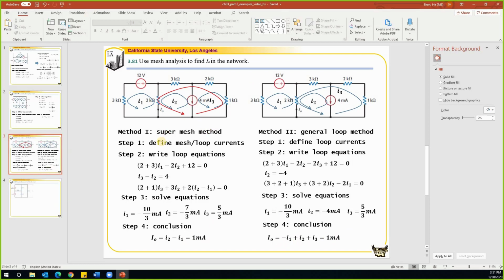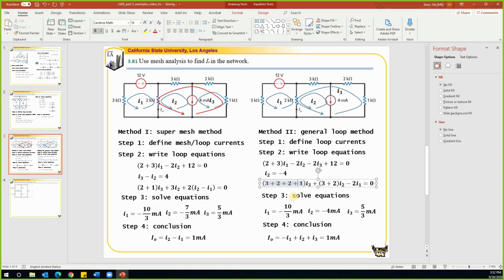Professor, I have a question. Yes. So on the equation for I3, on that loop we have 4 resistors, and you only wrote the 1, 2, 3. Is there a reason why you didn't include the 2 kilo ohms one? Oh yeah, you're right. So I missed the 2. So there's another 2 here. That's a good catch.